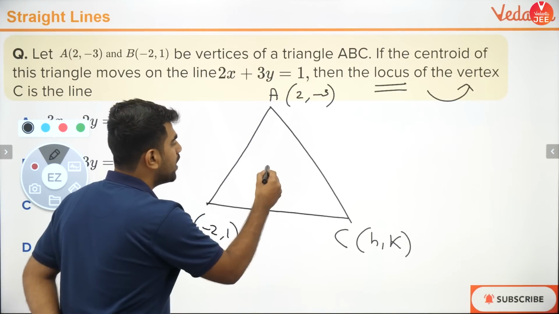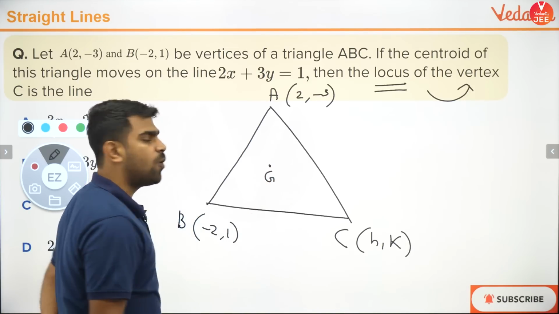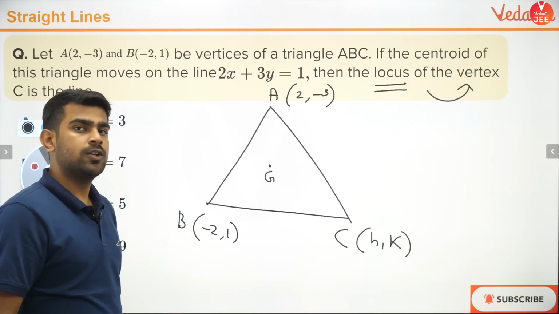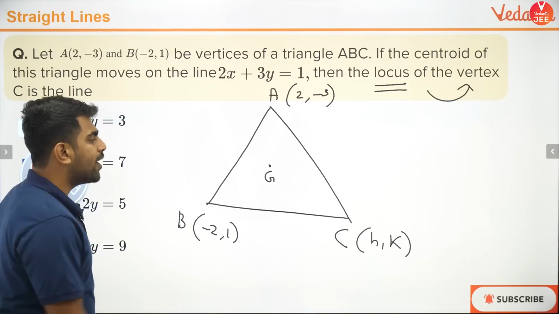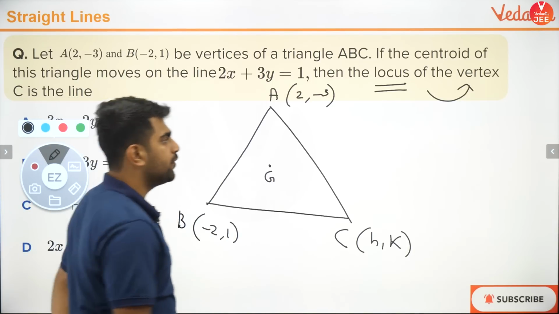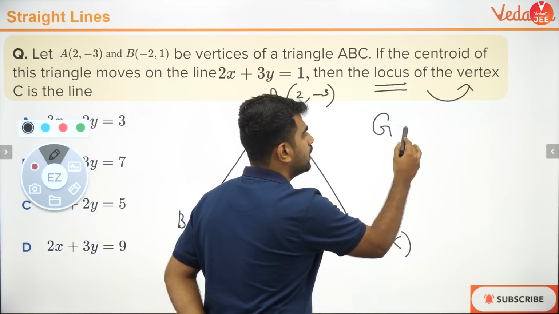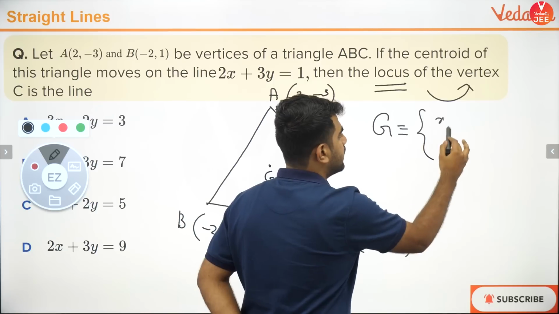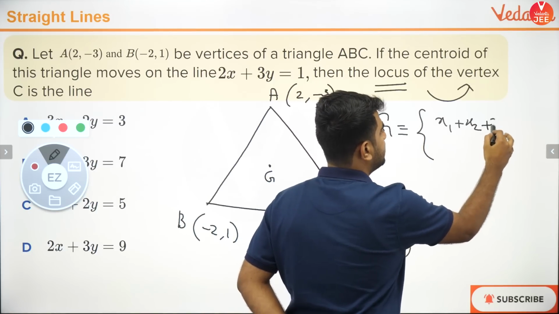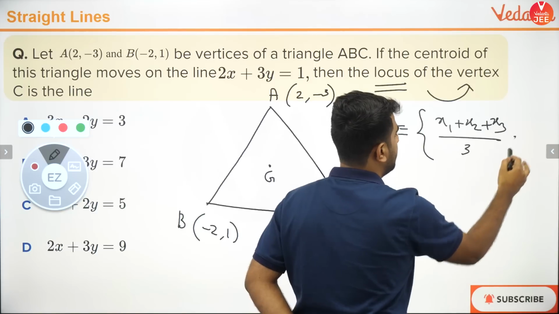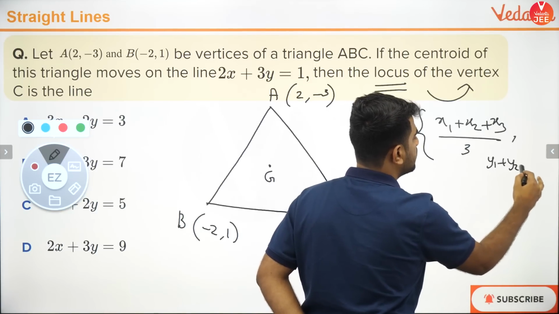And now, what is a centroid? I would like to know what is my centroid's coordinates. Let's try to figure it out. What is the formula for G? We all know that G is nothing but x1 plus x2 plus x3 by 3, comma, y1 plus y2 plus y3 by 3.